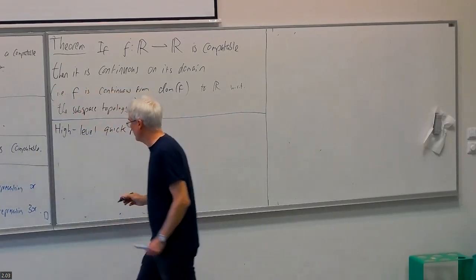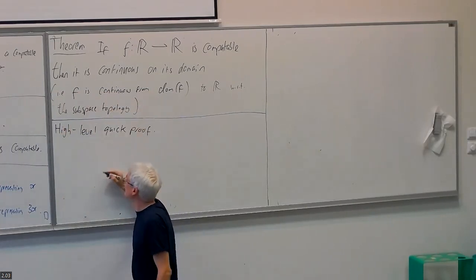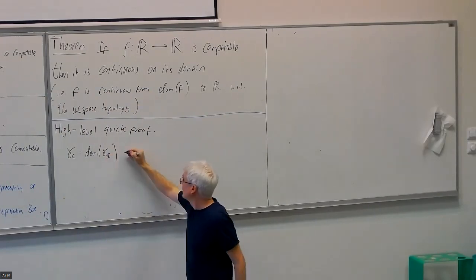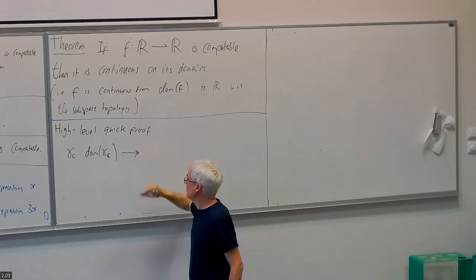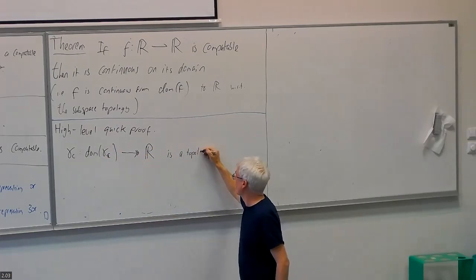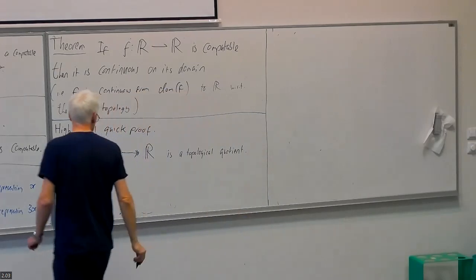So the high-level quick proof is that actually the function gamma c, from its domain, which is a set of infinite words, is now a total function to the reals. A total surjective function to the reals is a topological quotient. So you need to prove that, but anyway, it can be proved.